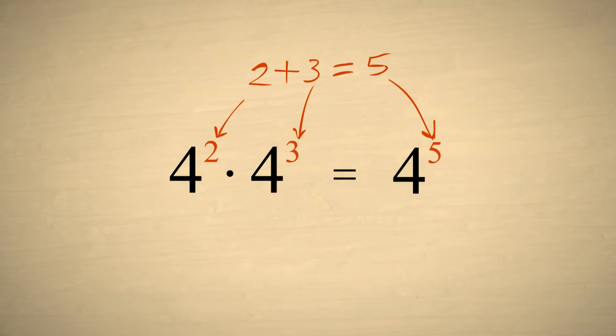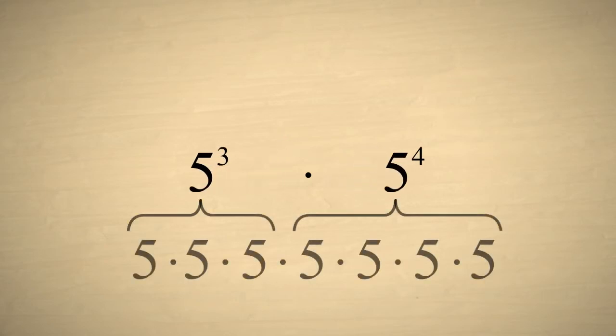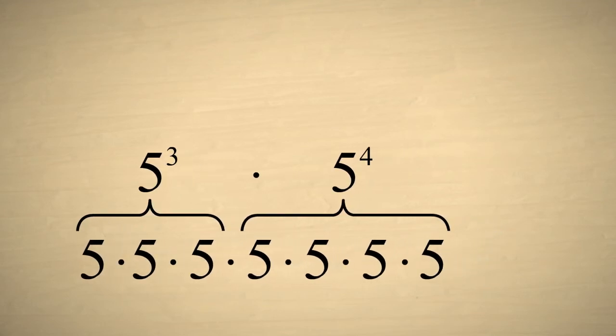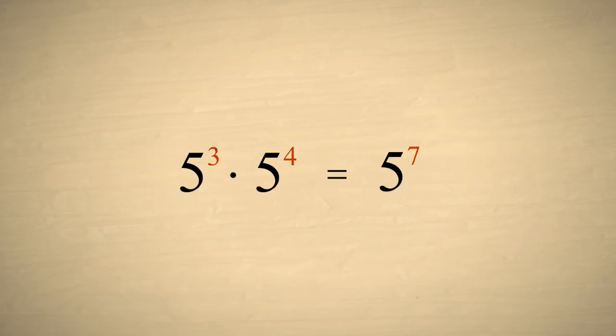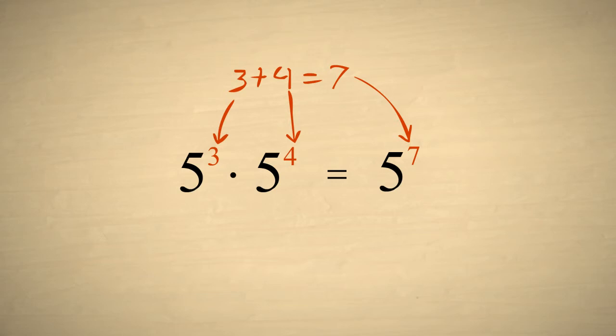This is true anytime we multiply exponential expressions with the same base. For example, multiplying 5 to the third power times 5 to the fourth power is the same as multiplying 7 5's, which is 5 to the 7th power. Once again, we get this result by adding the exponents. So to multiply exponential expressions with the same base, add their exponents.